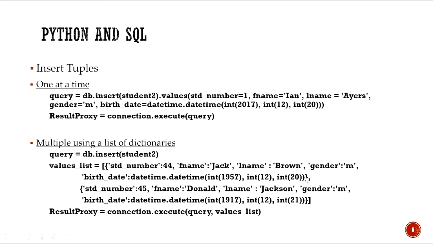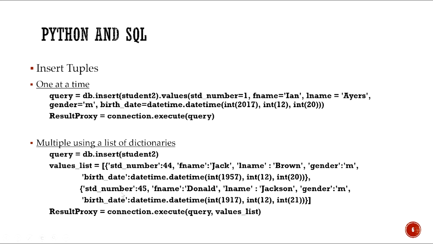This is the first dictionary. Now, let's say we want to insert 2 tuples, so you add another dictionary. And now, with the same keys, student number, now you assign new values to them. Then first name is Donald, last name is Jackson, and then you assign different values. And remember, at the end, we need to execute, but we pass on 2 arguments. First is the query, which table, and then values list, the list of dictionaries, which represent the tuples.